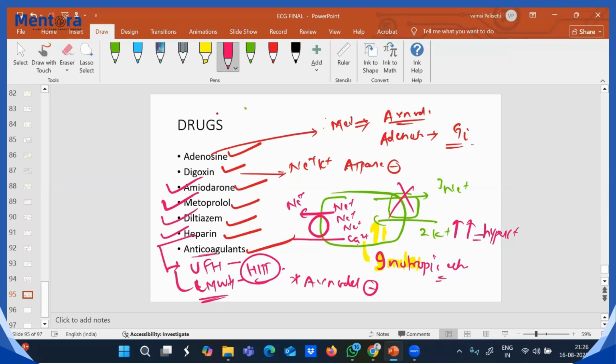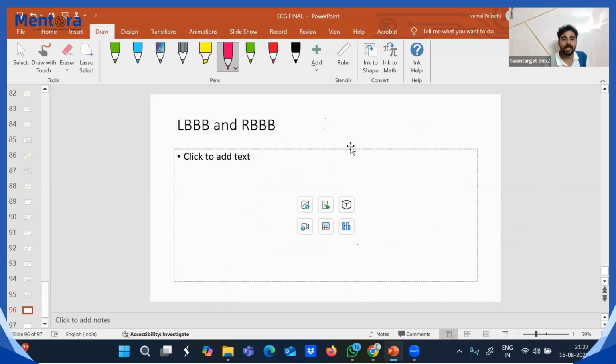Antagonist alpha. Okay, these are the common, very interesting ones. They want to ask these questions. Antagonist alpha, they won't give, but still they will ask these questions. Okay. And the last and the common side is LBBB, RBBB. I think you can identify this thing.